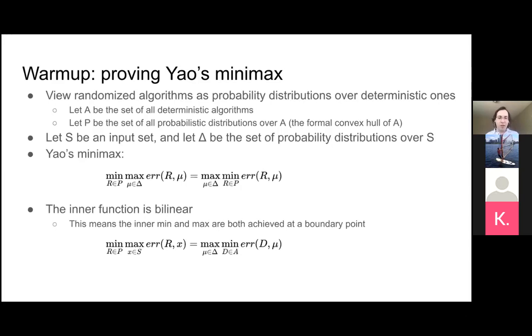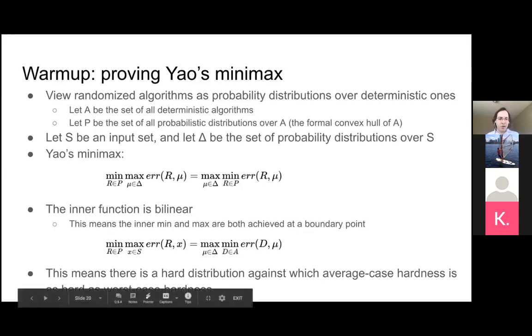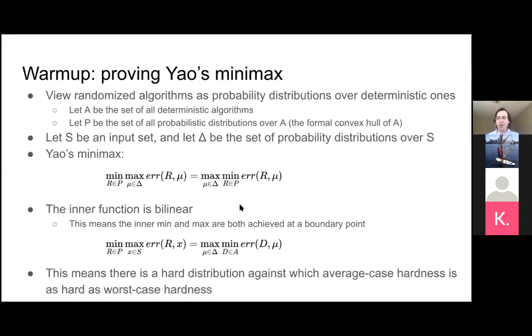Which basically means that you can replace the max over mu with a max over x on the left, and the max over R with a min over D on the right. And when you do this, you get the interpretation that there is a hard distribution, given by the right-hand side, against which average case hardness, which is the expression on the right-hand side, is as hard as worst case hardness, which is the expression on the left. Okay, so this is how you prove Yao's minimax. You just need this min-max theorem: min of max equals max of min for bilinear functions.